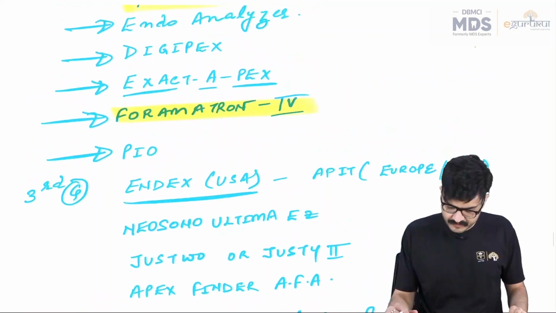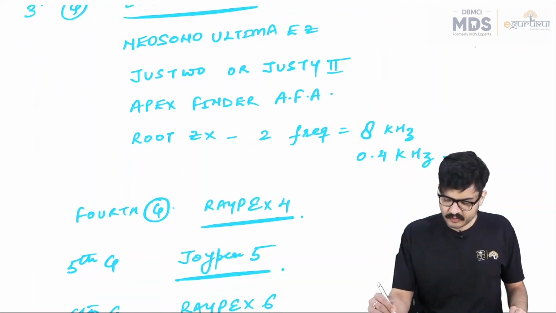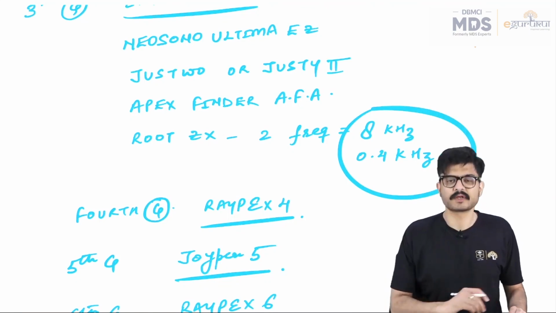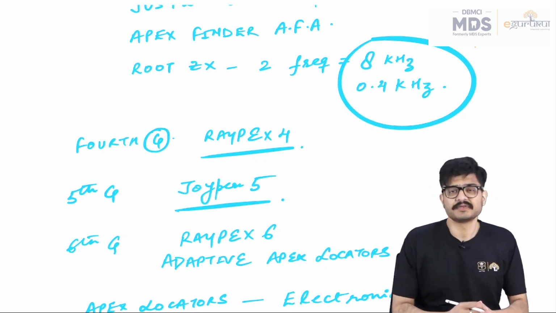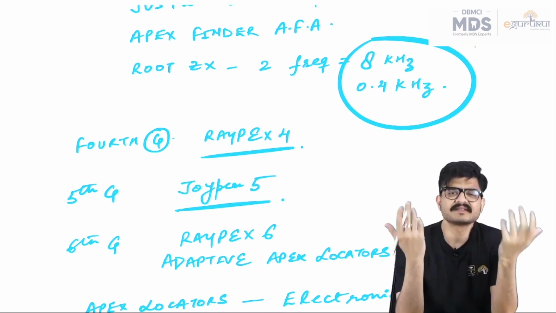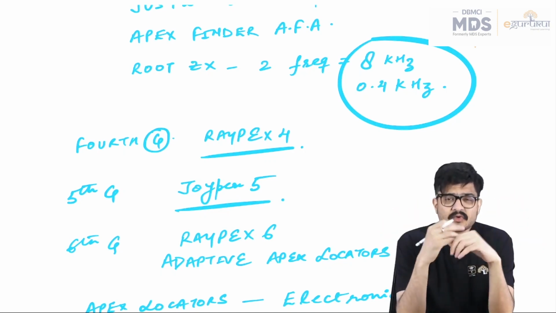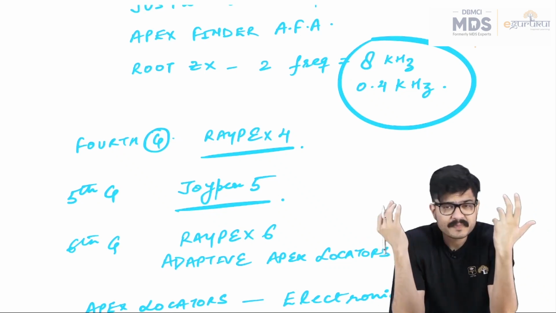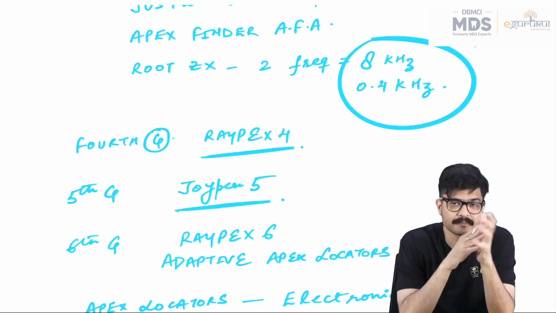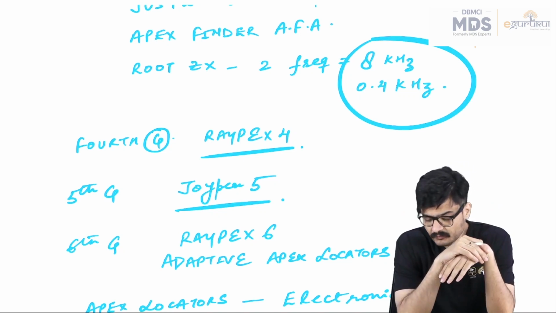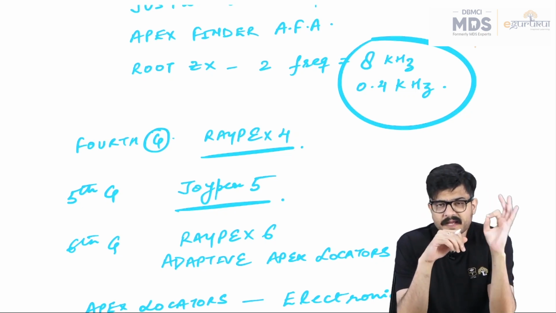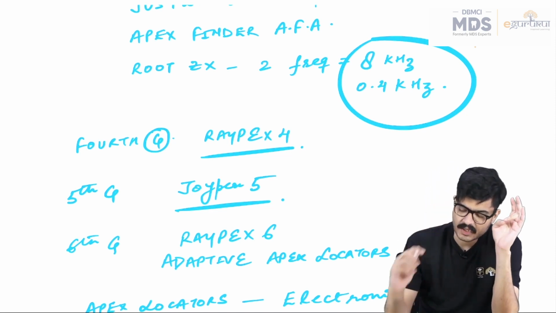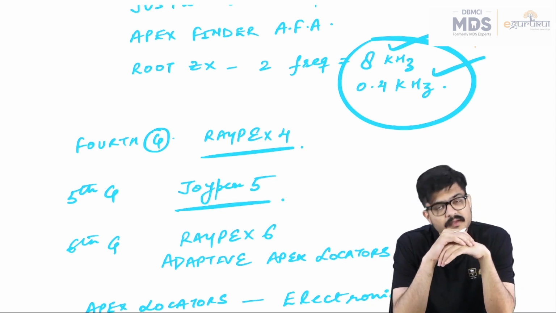Next important point with respect to the Root ZX is the two frequencies that are used are 8 kilohertz and 0.4 kilohertz. Since Root ZX is, not necessarily the most commonly used, but in general considered the most widely accepted gold standard with which all other apex locators, even the newer generation apex locators, are compared, because the accuracy is very high, there is no harm in trying to memorize certain more details of Root ZX. Third generation, comparative impedance, utilizes ratio method. The two different frequencies of alternating current are 8 kilohertz and 0.4 kilohertz.